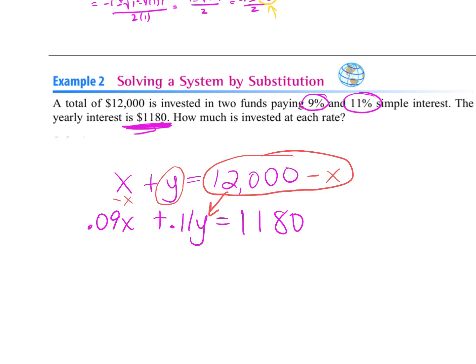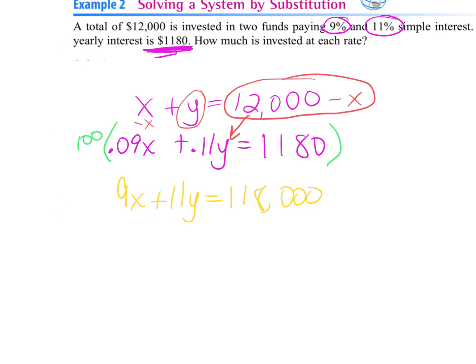Now, we don't have calculators on our desk. I'm not sure about what we're going to do calculator-wise. So I don't really like to use decimals. How can I get rid of these decimals? Could I multiply the entire equation, the left-hand side and the right-hand side, by 100? Yeah. What would that do? It moves the decimal place over. So this is the same as saying 9x plus 11y equals 118,000.